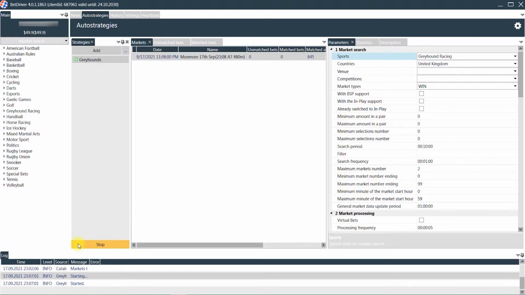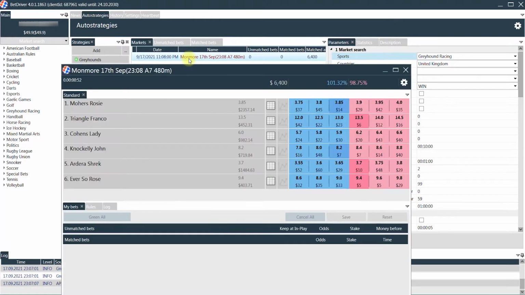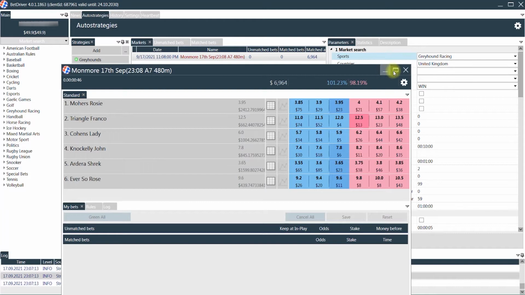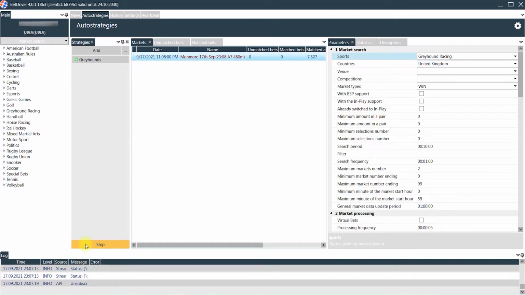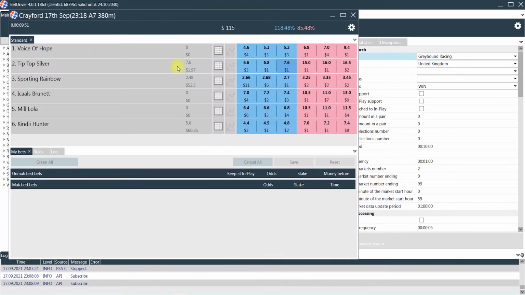The first market appears. We enter it and see that less than a minute is left before the start of the event, so the program will not trade on this market. We close it and wait for the next one. A second market appears. We enter it, almost 10 minutes before the start of the race.